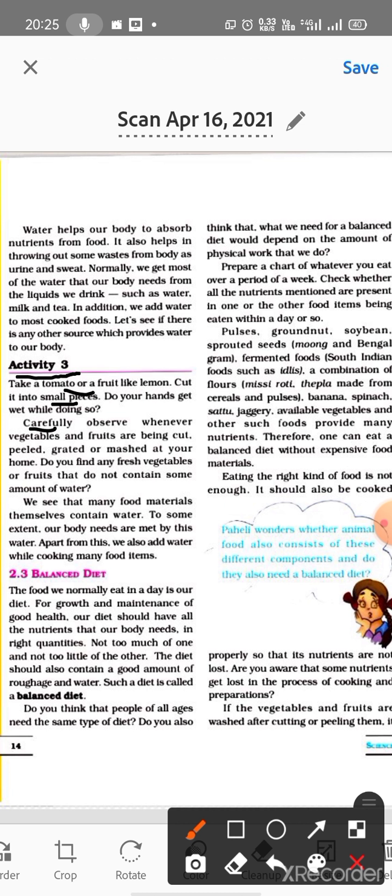Carefully observe whenever vegetables and fruits are being cut, peeled, grated or mashed at your home. Do you find any fresh vegetables or fruits that do not contain some amount of water?